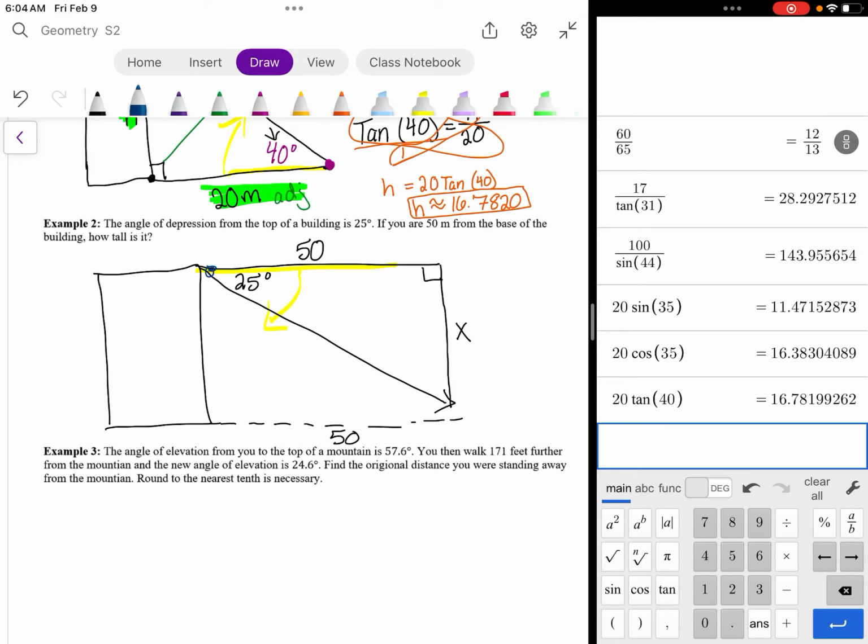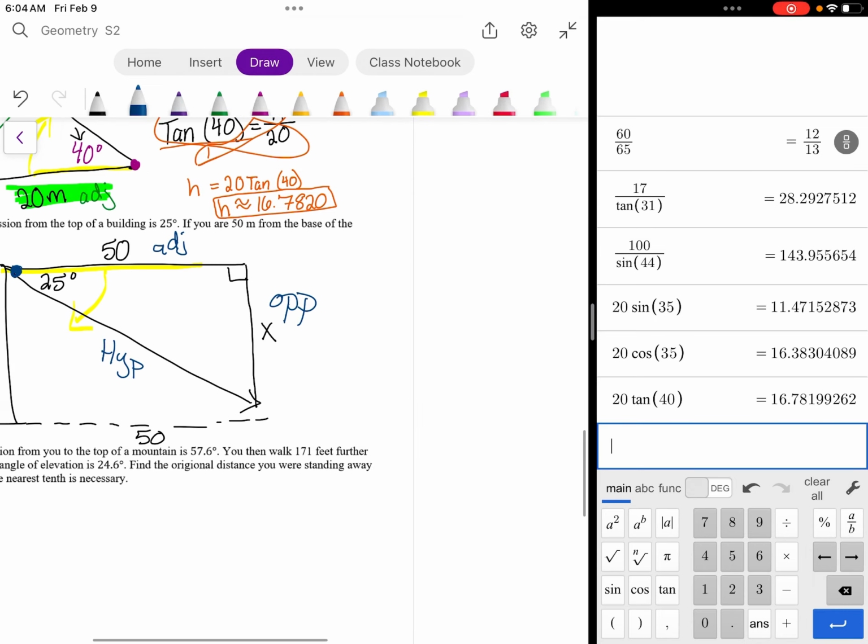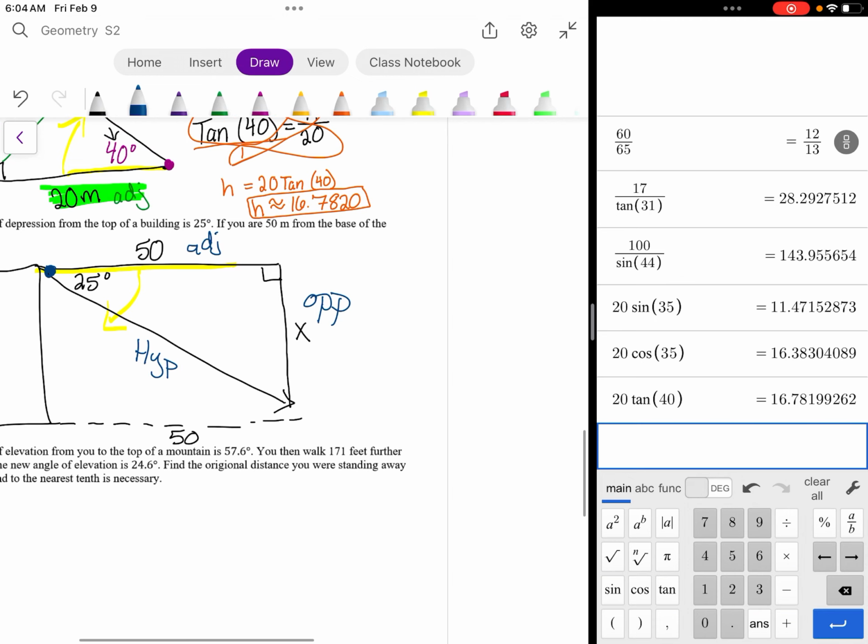Using that angle of depression as our reference point, we're going to label our opposite side and our adjacent side, then the hypotenuse. Then we decide which one of our trig ratios we're going to use from our SOHCAHTOA. We were given the adjacent and we're looking for the opposite. And in this one, we're going to be setting up a sine function.